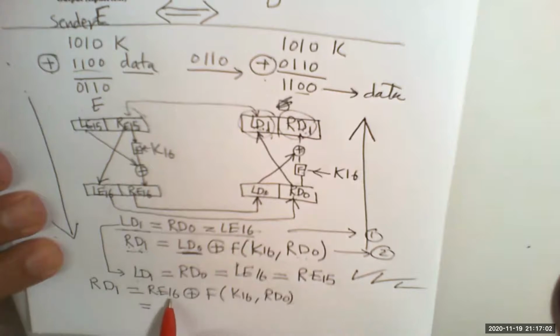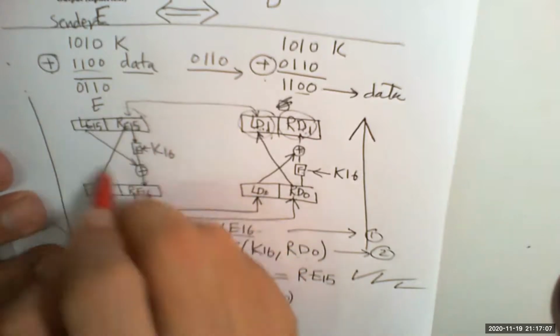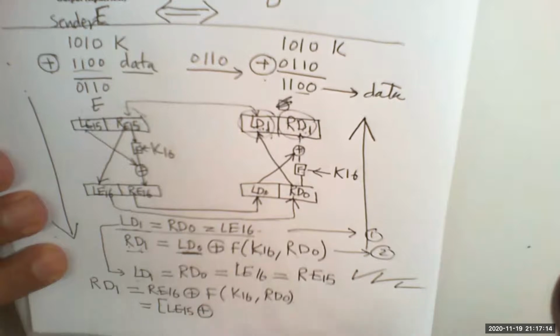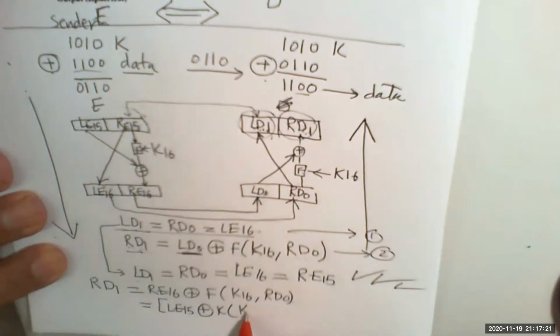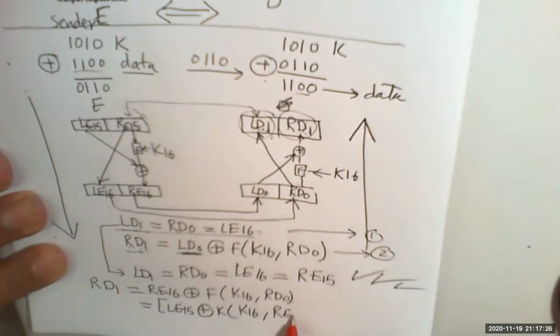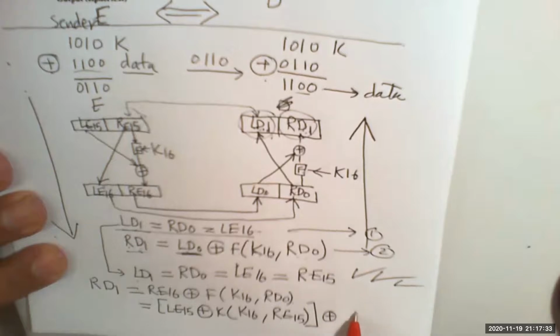Now RE16, I get it with XOR. All this is XOR, like saying LE15 XOR the K of K16 and RE15. All of this XORed with F of K16 and RD0.